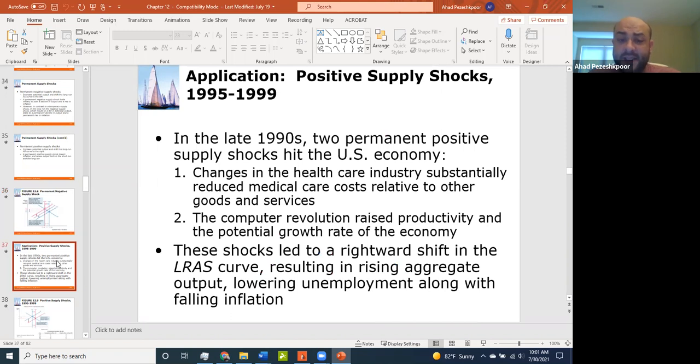In the late 1990s, two permanent positive supply shocks hit the US economy. In the 90s, first of all, the healthcare industry managed to reduce medical care costs relative to other goods and services.